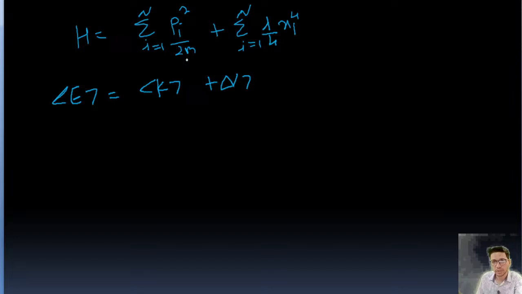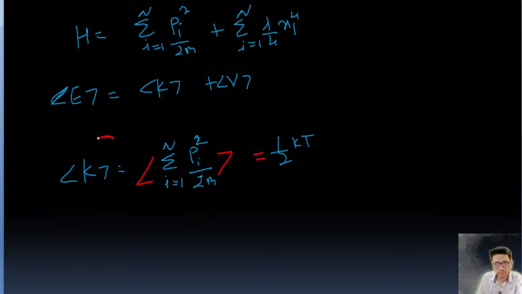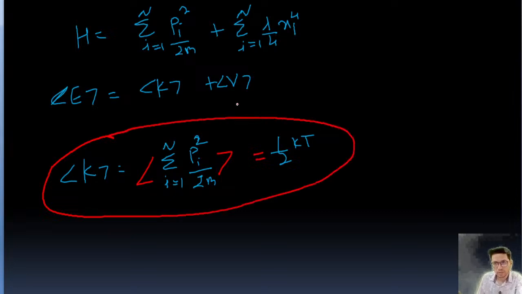Now we know that for a classical system, the kinetic energy, sigma i equal to 1 to n of pi square upon 2m, is half kT per classical particle, and the particles are non-interacting. So we have got the kinetic energy. Now we just have to get the potential energy, and then we add it to the kinetic energy to get the total average internal energy.